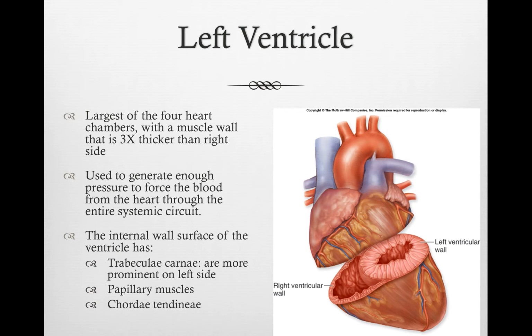Now, same structures that we talked about in the right ventricle, with the exception of the moderator band, are found in the left. The left ventricle has trabeculae carneae. They're just a bit more prominent on the left side because everything's kind of bigger on the left side. It's a lot like Texas.